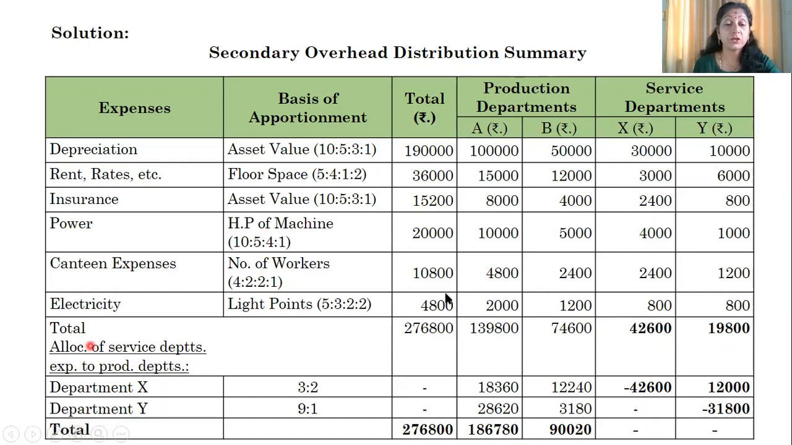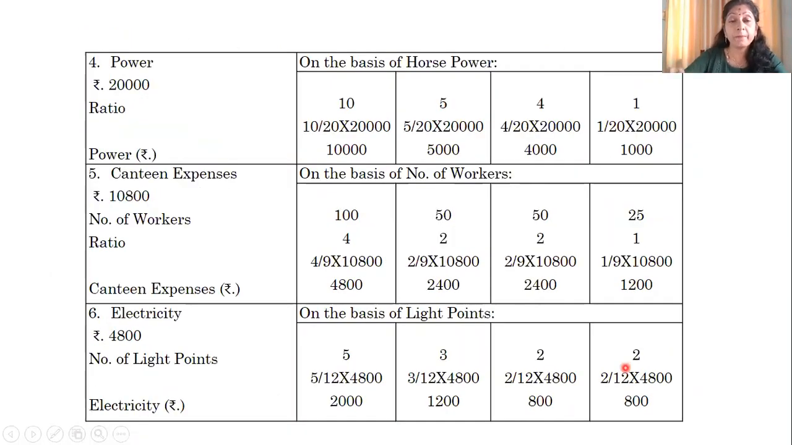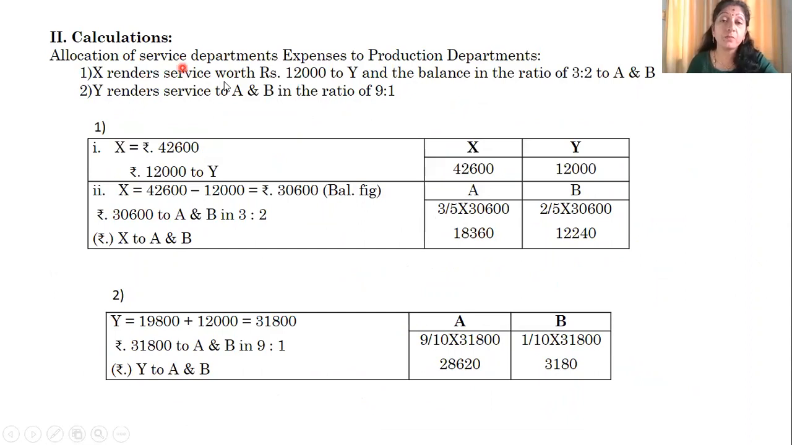Next part is allocation of service department expenses to production departments. The service departments here are X and Y. The ratio is already given in the problem. We are allocating, and some adjustments are given in the problem, so we have to make the calculation for these. Moving on to the calculation of allocation of service department expenses to production departments.